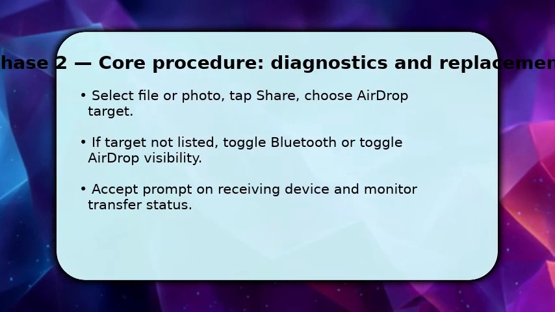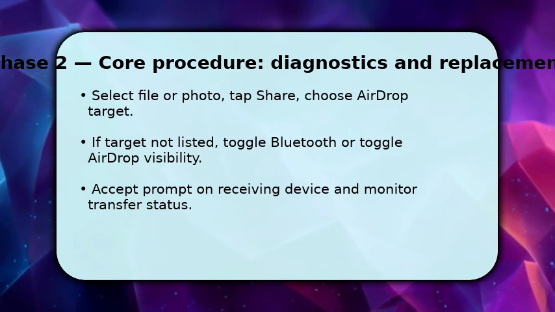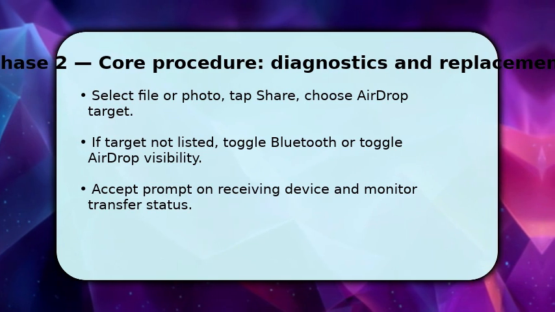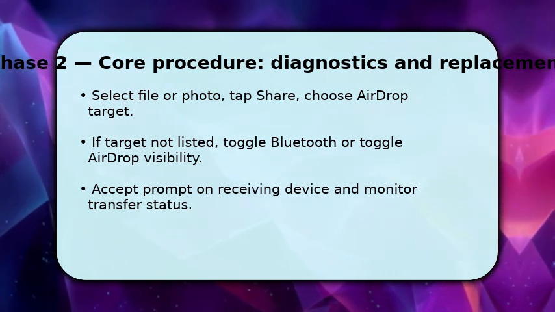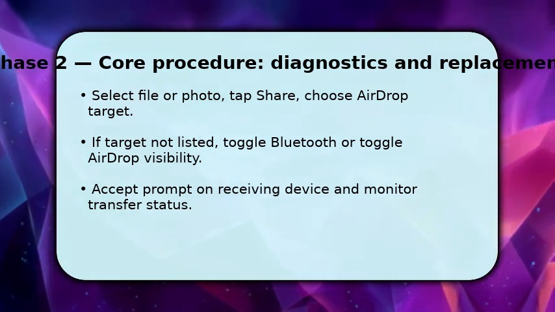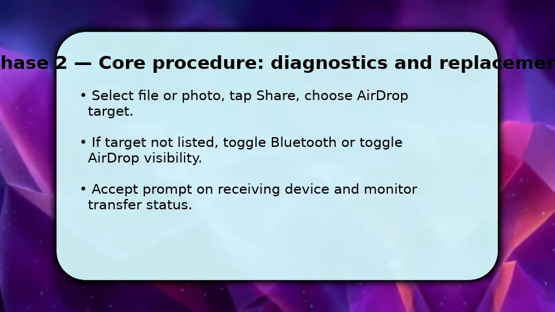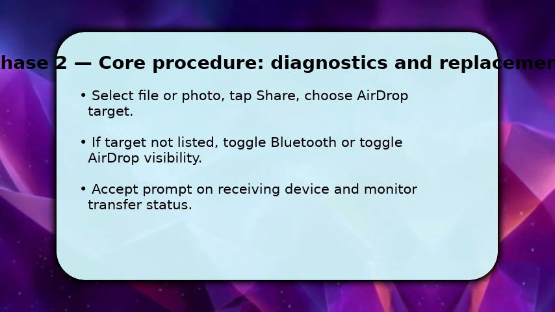Now initiate the transfer from the sending device. Pick the photo, document, or file, tap Share, and choose the AirDrop tile for the nearby device. If the recipient does not appear, toggle Bluetooth or switch AirDrop visibility off and on to refresh discovery. You may also wake the receiving screen.